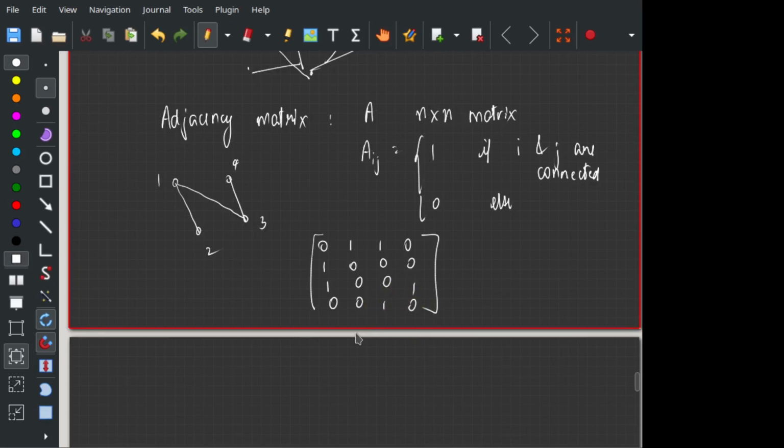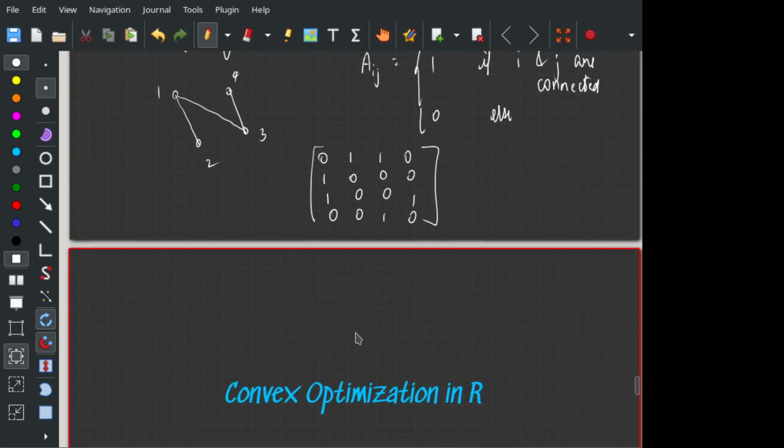So any interesting property about this matrix that you can see? It's always going to be a symmetric matrix, right? Because as long as you have an undirected graph, and this is an example of an undirected graph, if vertex i is connected to vertex j, then j is obviously connected to vertex i, right?